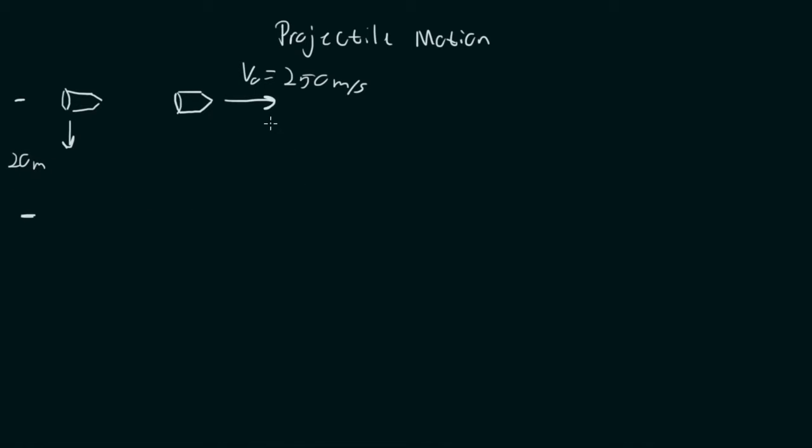I want to know, how far will this bullet travel? Well, what's going to happen here is both of these are going to be affected by gravity in the exact same way. And that gravity is going to cause them to accelerate towards the center of the Earth at a constant rate of negative 9.8 meters per second squared.